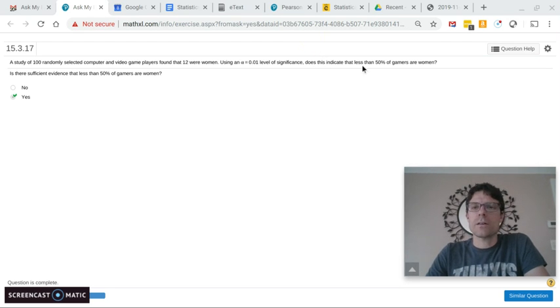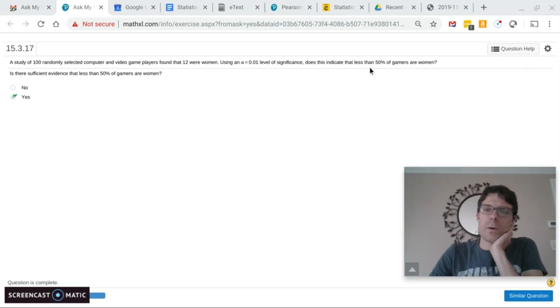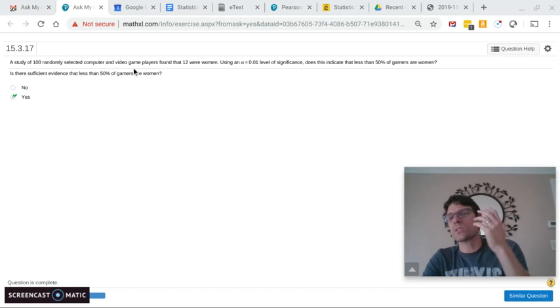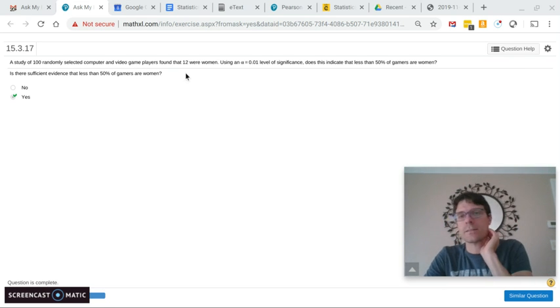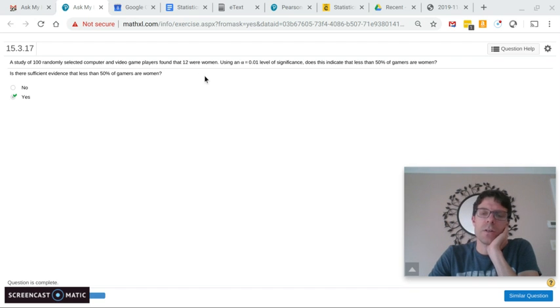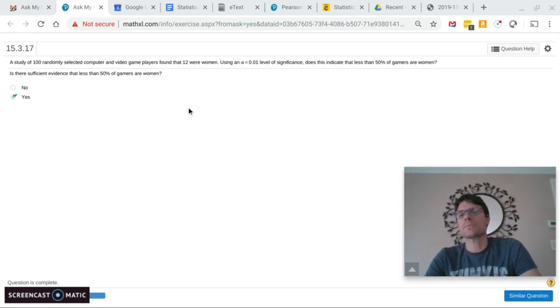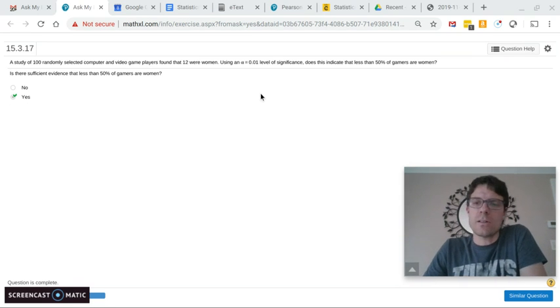So we are expecting 50% of the women to be gamers, but this sample of 100 people, or 100 gamers, found that only 12 were women. So now that's got us doubting whether that proportion is true or not. And in a left-tailed kind of way, we're thinking, oh, maybe the true proportion is less than it. So how does this relate to medians at all?